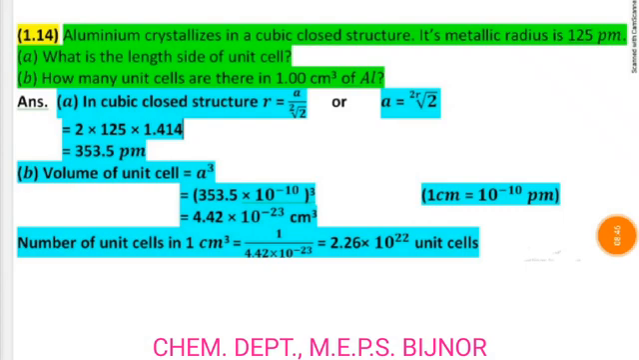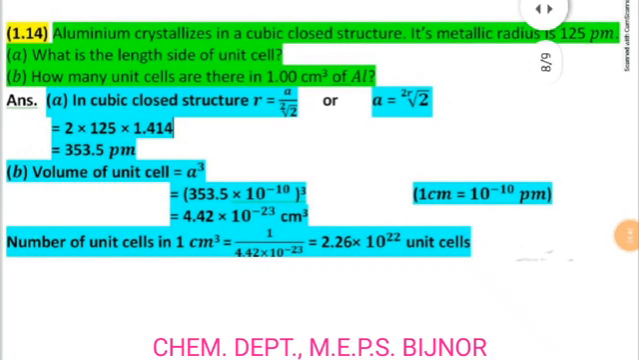According to this topic, questions are given in the NCERT book. 1.14 is the first question. Aluminium crystallizes in a cubic close packed structure. Its metallic radius is 125 picometer. There are two parts. What is the length of the side of the unit cell? And second, how many unit cells are there in 1 cubic centimeter of aluminium? So students, first we solve the first part.